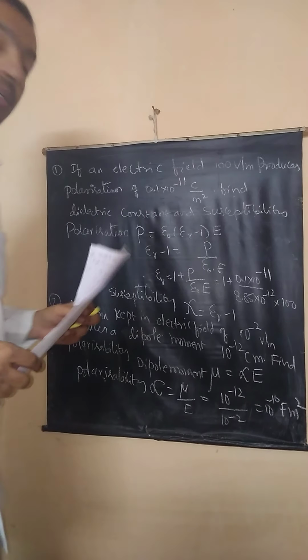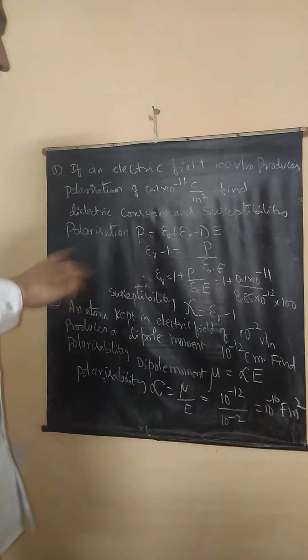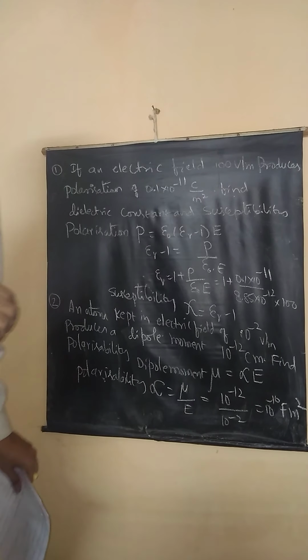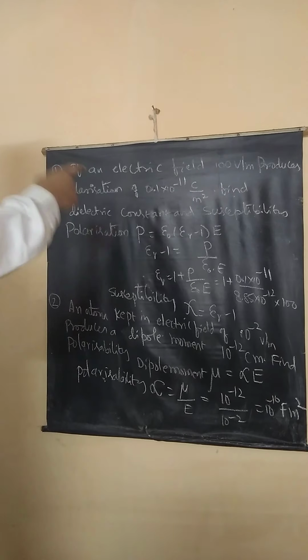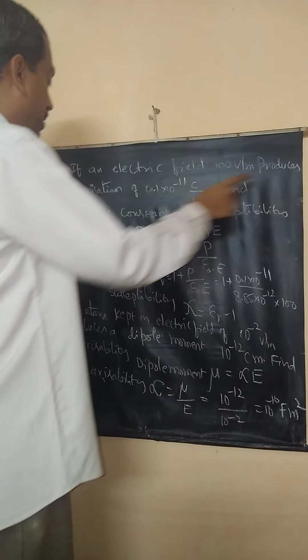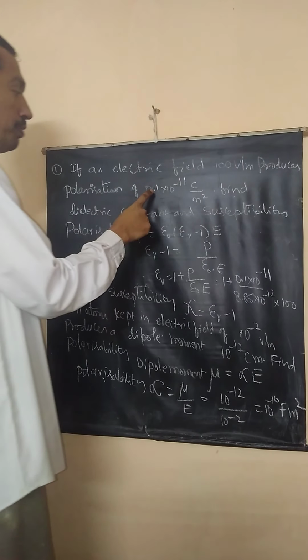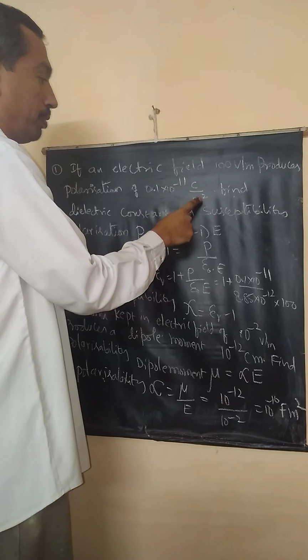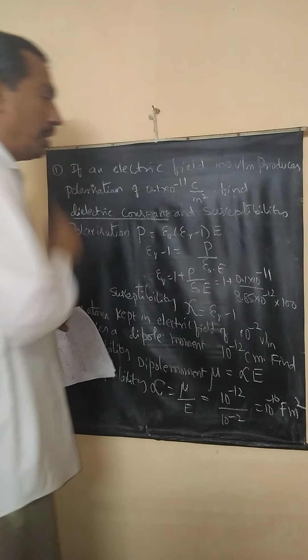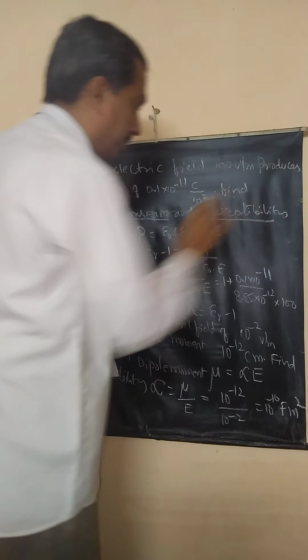Dear students, this lecture is completely for solving numericals on dielectrics and elasticity. Look at the first problem. If an electric field of 100 volt per meter produces a polarization of 0.1 into 10 power minus 11 coulomb per meter square, find the dielectric constant and susceptibility.